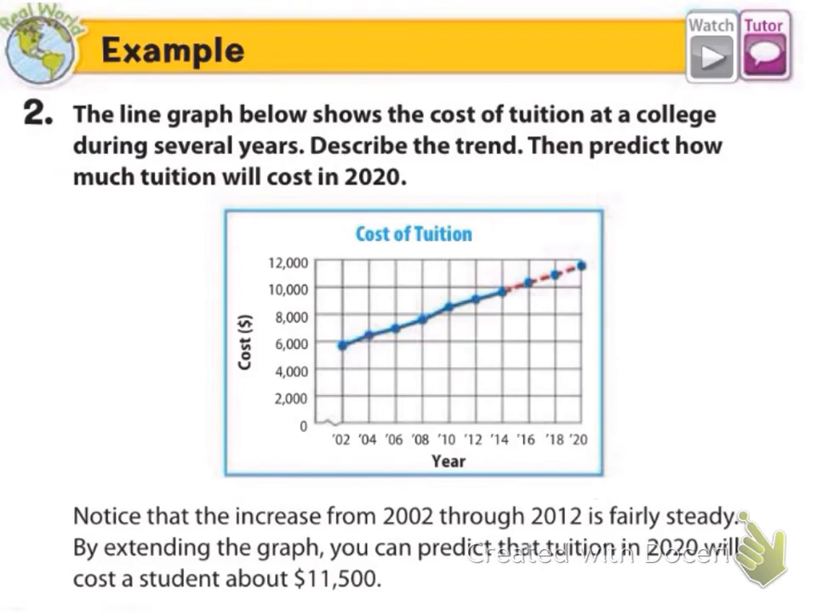All right, so example number 2 says the line graph below shows the cost of tuition at a college during several years. Describe the trend and then predict how much tuition will cost in 2020. Already you can see by looking at the graph that it's going up. We're definitely in an upward trend. It looks like between every 2 years we're increasing by about $1,000.